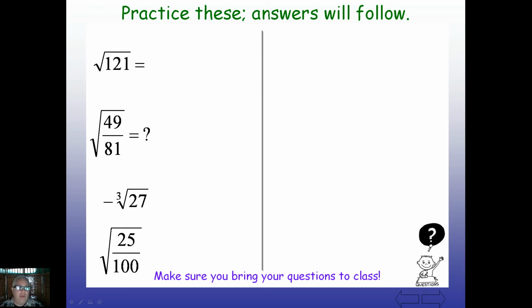Okay then, how about this? The principal square root of 121. Did you get 11? That'd be good. Remember that 11 times 11, of course, is 121. How about this? The square root, or the principal square root, of 49 over 81.